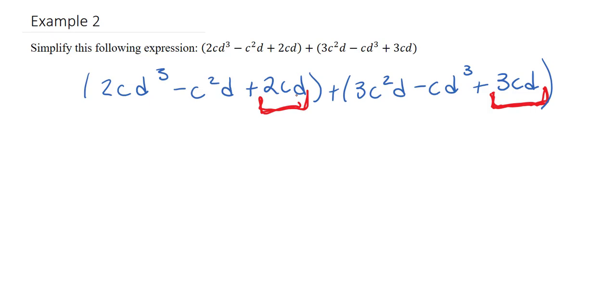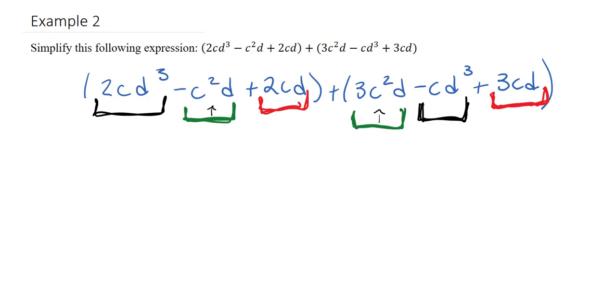Then let's look for other ones. So we have C, D to the third. Do we have any others like that? Well, not this one, and not this one, but this one, yes. This is C, D to the third. So we're going to add those together. Then notice we have C squared D, and then we look at this one, and this one's also. Now, let's go ahead and add the ones with the same color underneath.